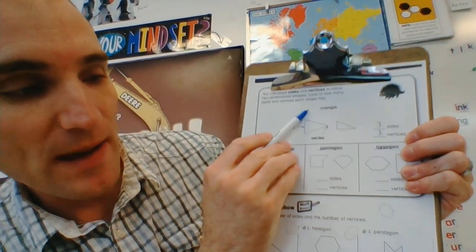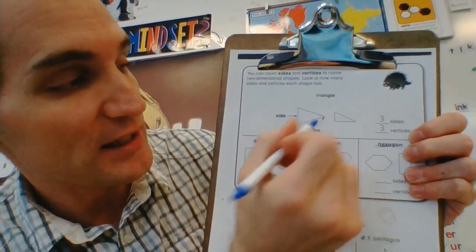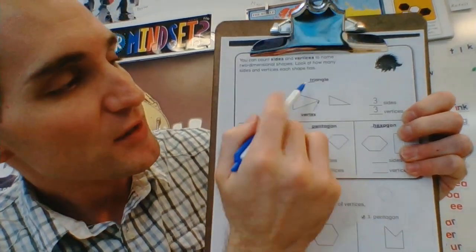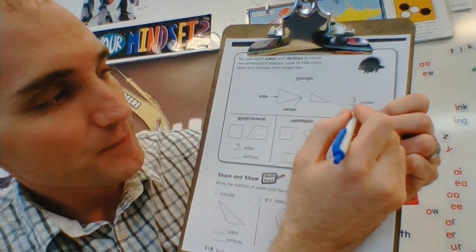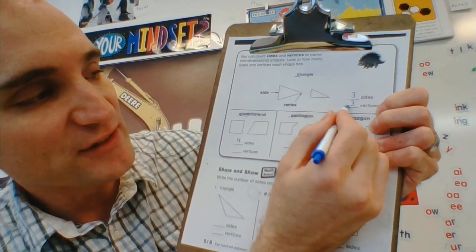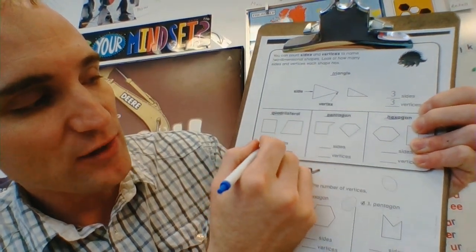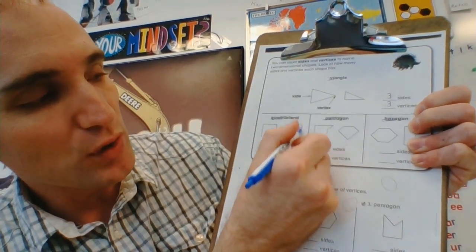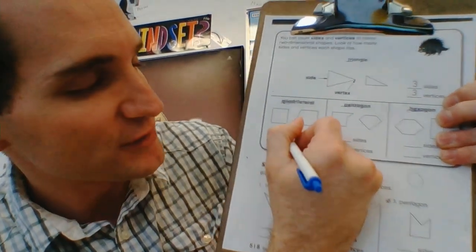Let's take a look here. Oh, I forgot about triangle. Triangle is another word we need to know. Tri means 3, like a tricycle has 3 wheels. Triangle. So triangles have 3 sides and 3 vertices. Quadrilaterals have 4 sides and 1, 2, 3, 4. They each have 4 vertices.